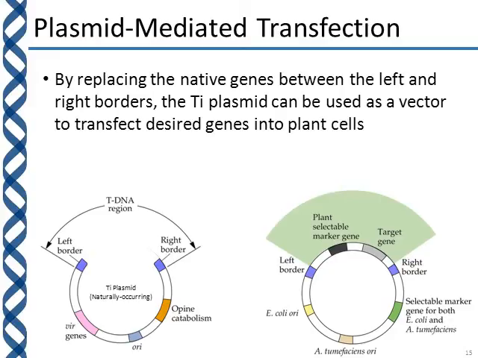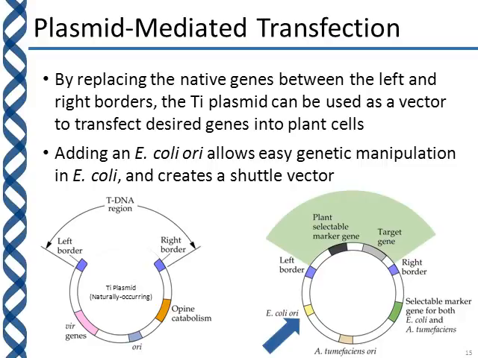And in this case, we have a selectable marker gene for both the E. coli and the Agrobacterium tumefaciens. By adding the E. coli origin of replication, this allows the easy genetic manipulation in E. coli and creates a shuttle vector.